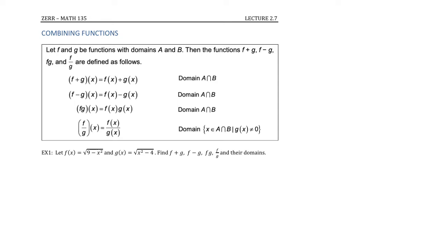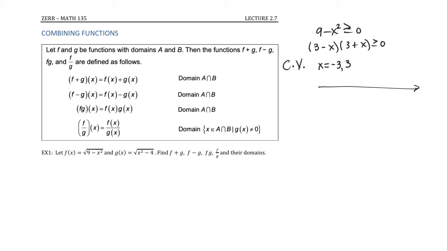9 minus x squared, if I'm going to take the square root of that, it can be equal to 0 or it needs to be positive. So for the domain for f of x, I make that radicand positive. And then I'm going to try and factor this because I've got a quadratic inequality. So I'm going to find my critical values, and those happen when x is -3 and +3.